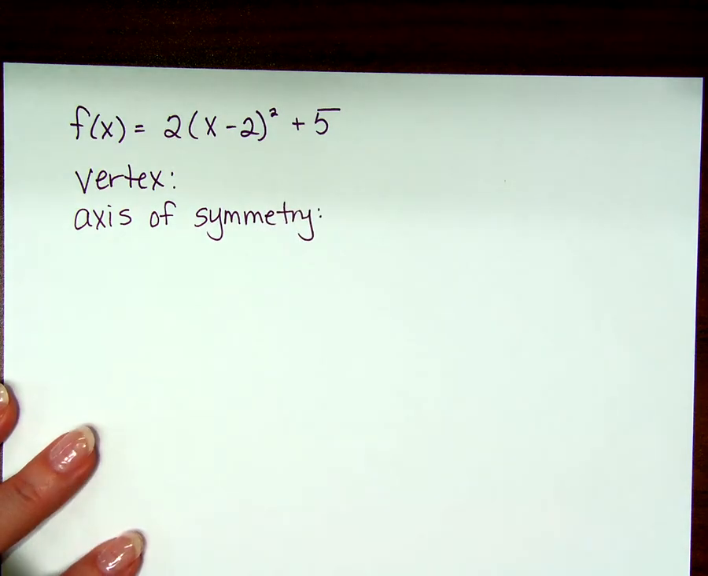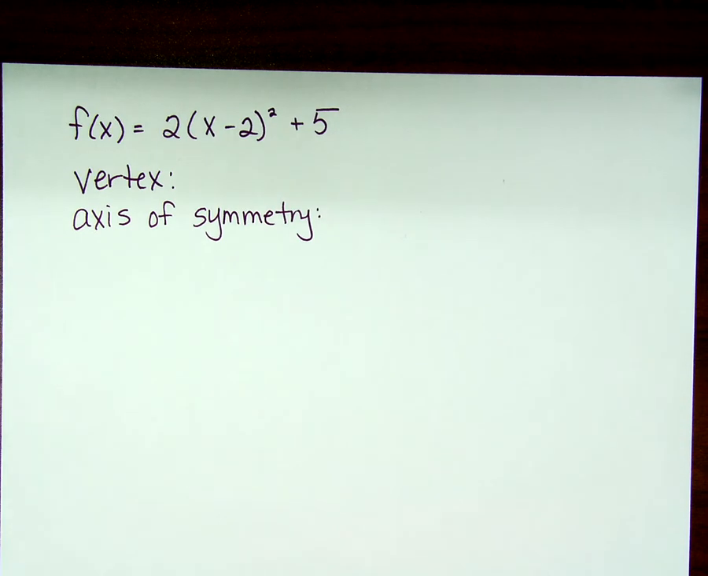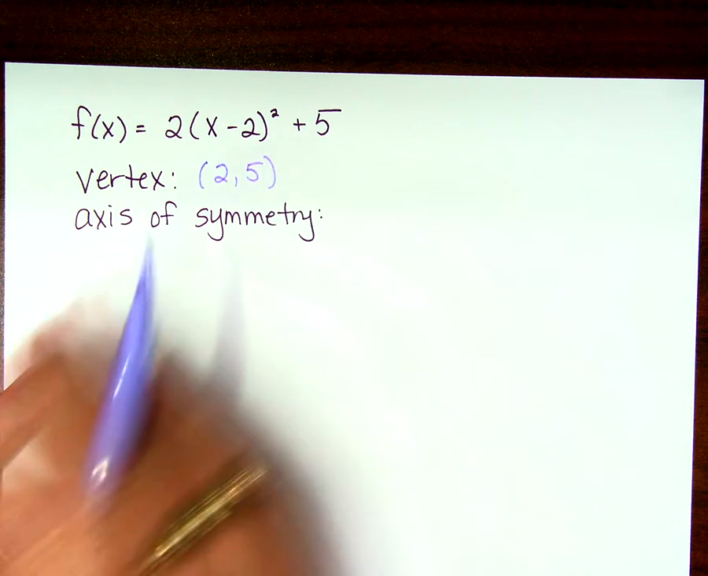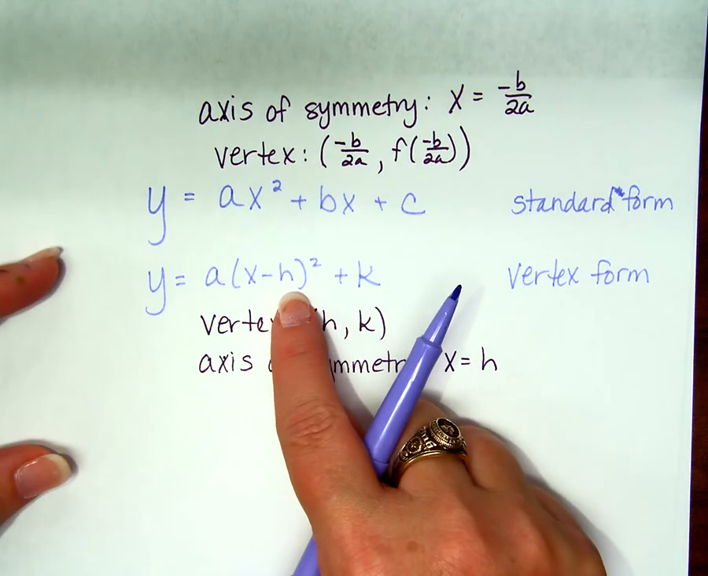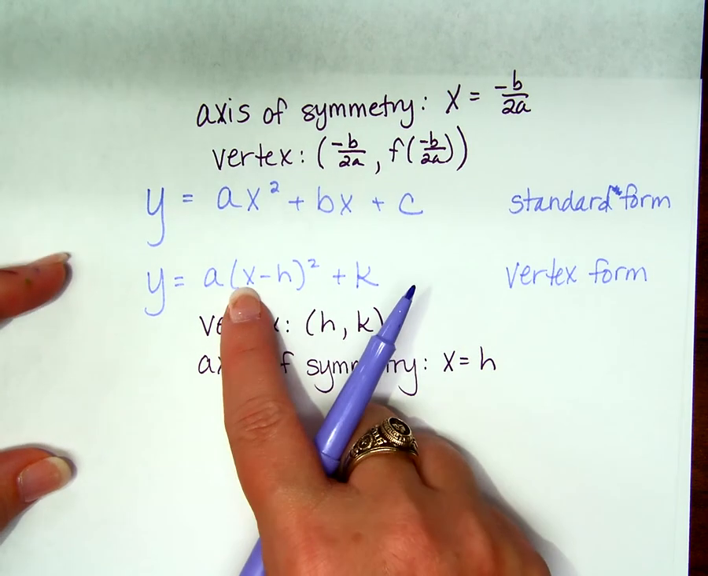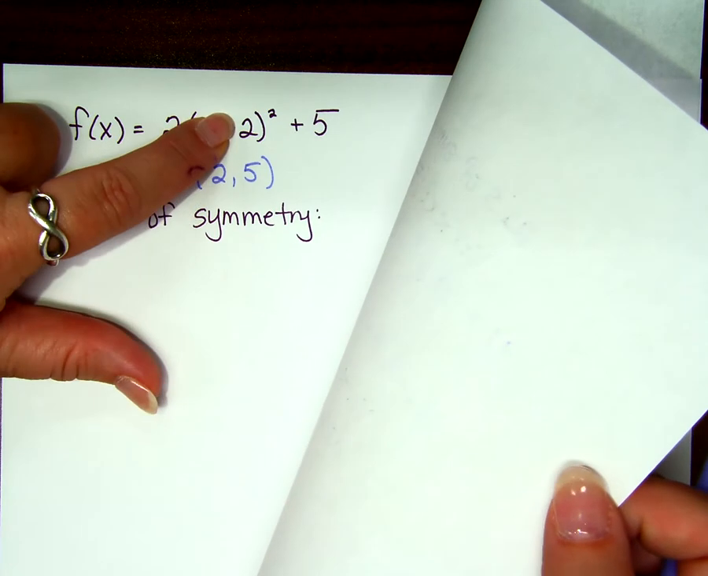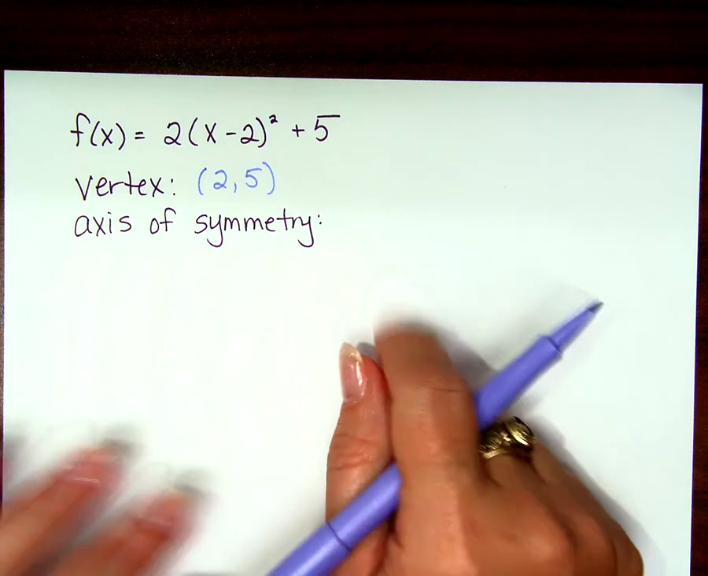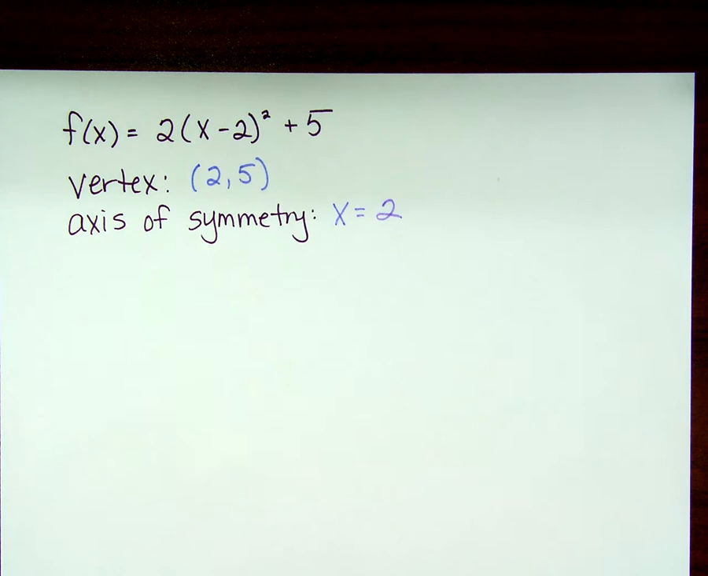Those two things seem pretty simple because it's in vertex form, right? What is the vertex of this problem? So why is it 2, 5 and not negative 2, 5? Because when it's in the parentheses, it's always opposite. If it was plus 2, then it would be negative. Right, because the formula is x minus h. So if it says x minus 2, the value of h is 2, right? Okay. What's the axis of symmetry in this problem? X equals 2. You guys have that down pretty well, right?